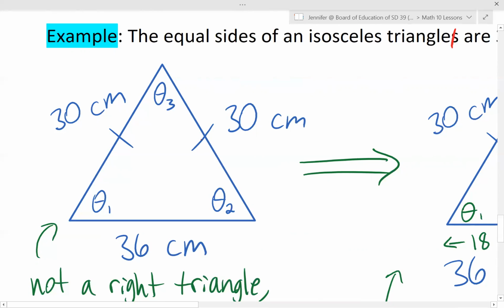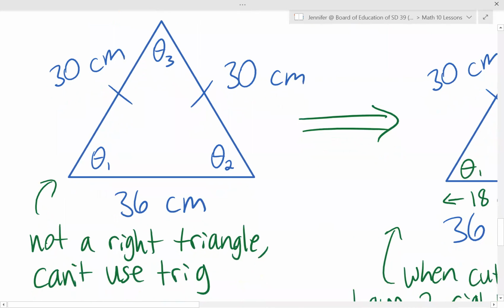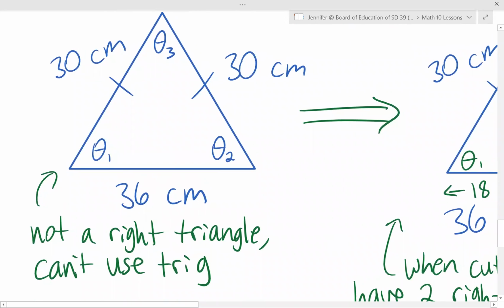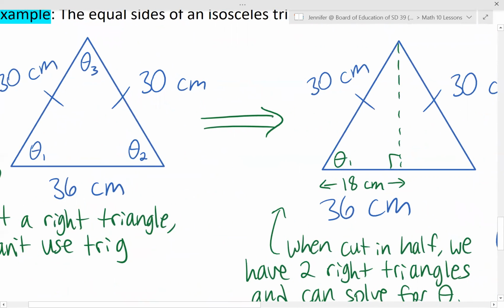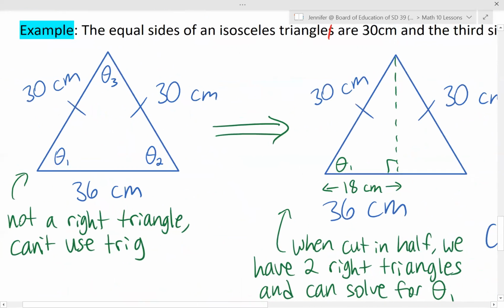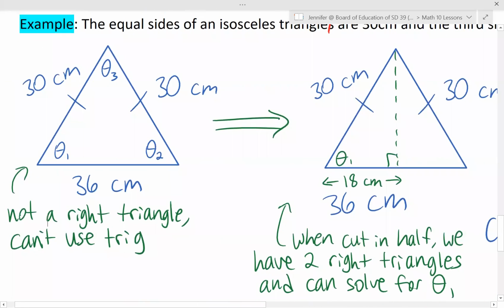We want to know the 3 angles of this triangle. So I've labeled it theta 1, theta 2, and theta 3. The problem right now is that this is not a right triangle. We can't use trig ratios if it's not a right triangle. So what we have to do is transform it into right triangles, which we can do by cutting it in half. So it's the exact same triangle with the same side lengths, but I've just drawn this dotted line down the middle. So now I'm dealing with 2 right triangles.